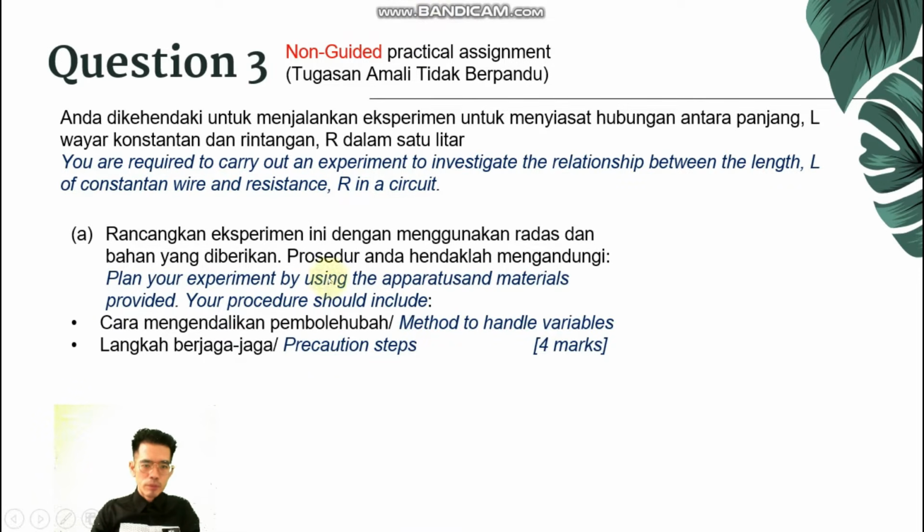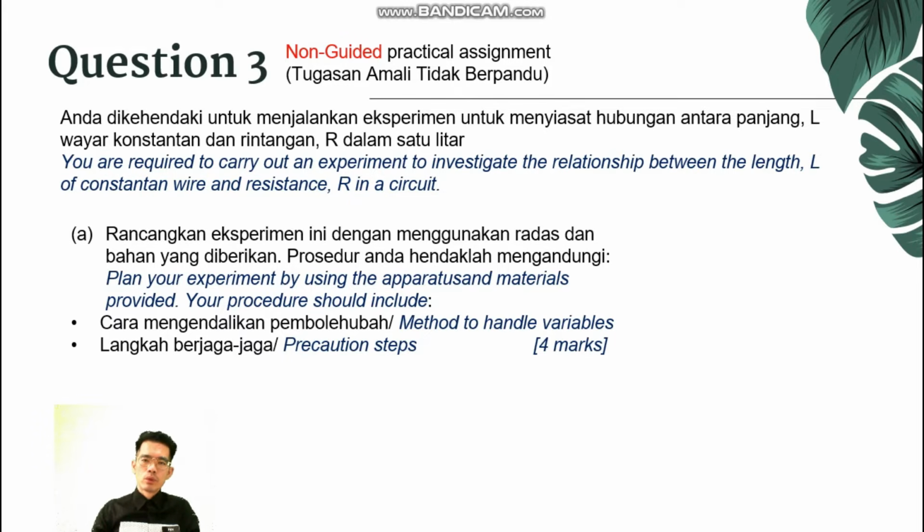Plan your experiment by using the apparatus and material provided. Your procedure should include the method to handle variables and precaution steps. That means you have to have 4 points for 4 marks. In this type of question, without any procedure, what do we have to start with?